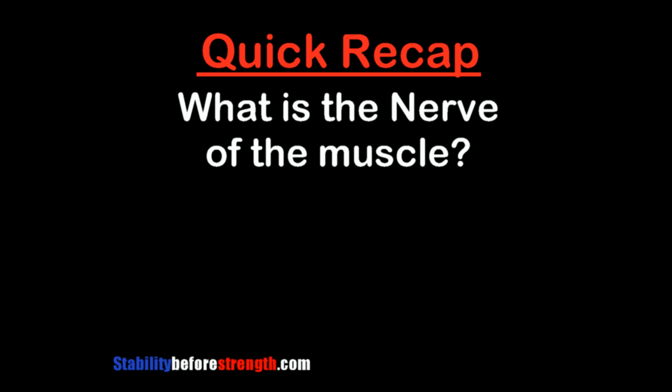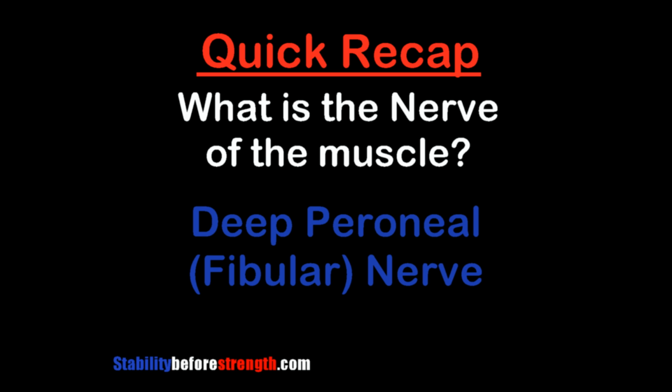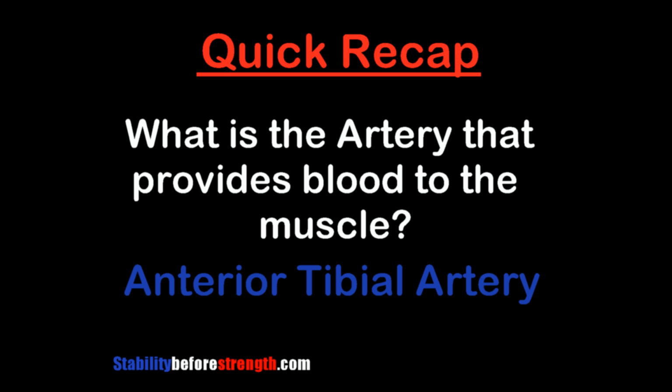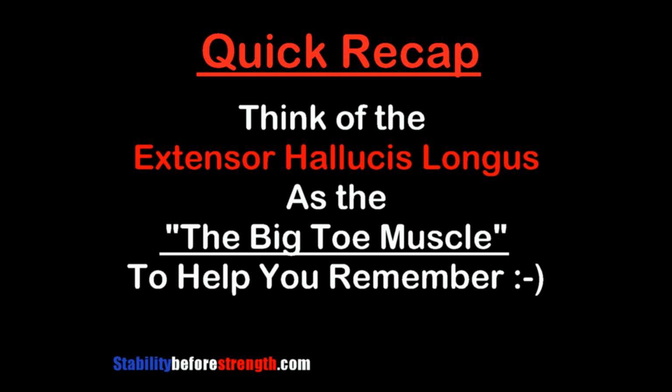Now, what is the nerve that innervates the muscle? The deep peroneal or fibular nerve. What is the artery that provides blood to the muscle? The anterior tibial artery. Now, you can think of the extensor hallucis longus as the big toe muscle, and that will help you recall the information we learned.